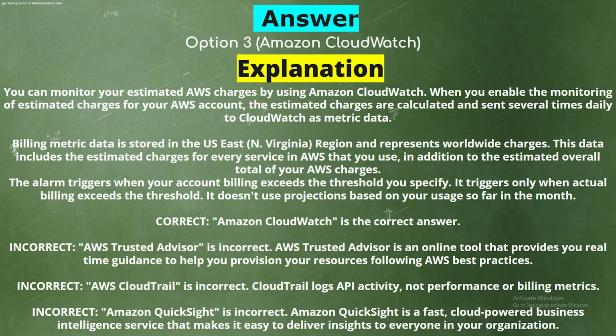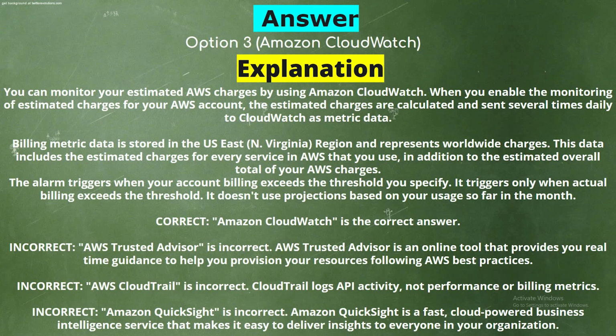In addition to the estimated overall total of your AWS charges, the alarm triggers when your account billing exceeds the threshold you specify. It triggers only when actual billing exceeds the threshold. It doesn't use projections based on your usage so far in the month. Correct. Amazon CloudWatch is the correct answer.